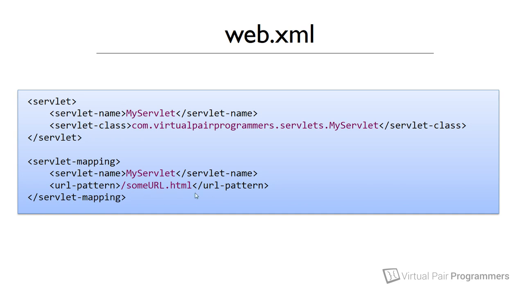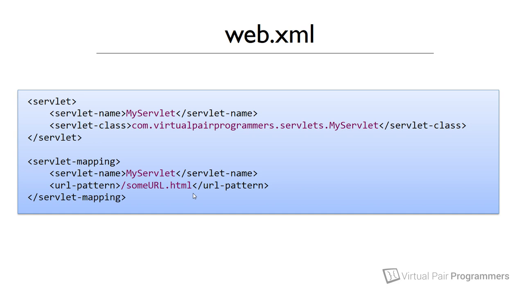Now we can use any valid URL pattern we like here. I've written here a URL that ends in .html. That would look like a static HTML page. It doesn't matter that there's Java running in the background. We could call it anything we like.